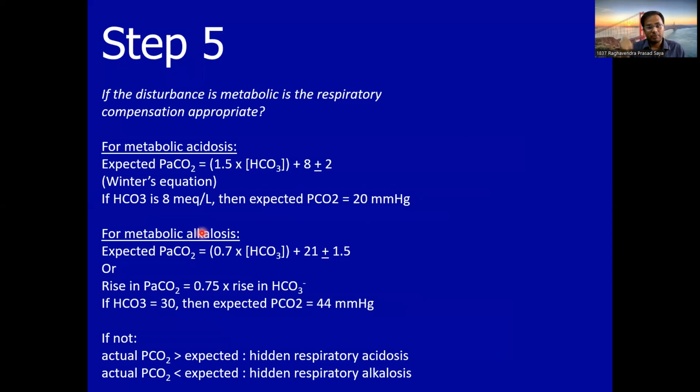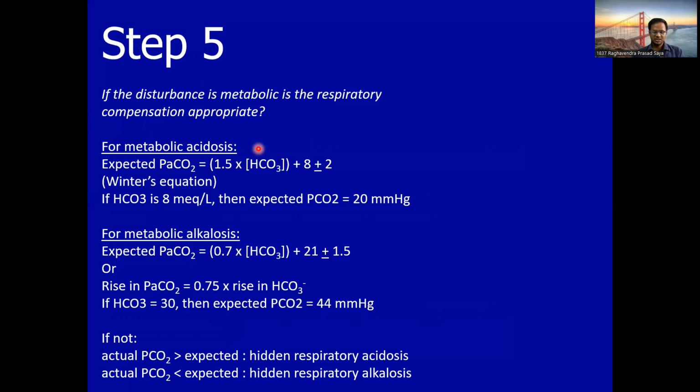So now step 5, that is, if the disturbance is metabolic, is the respiratory compensation appropriate? For example, if the patient is having a primary metabolic disorder, then we should know whether the respiratory compensation is adequate or not. So in case of primary metabolic acidosis, what will happen? There is a decrease in bicarbonate.